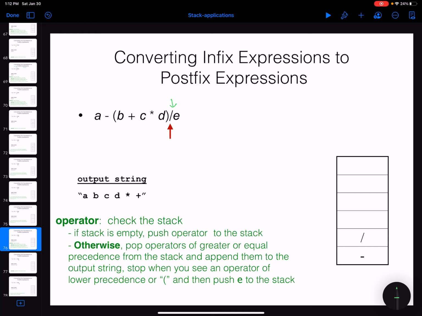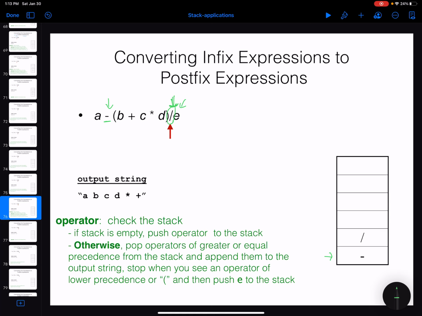So when you see this division, you look at the stack. The stack is not empty. Actually, the stack has something in it, but the operator that you have in the stack is minus. Minus has lower precedence than division. Because division needs to be applied before subtraction, you don't touch this one. You will keep it, and then you also push division onto the stack as well. Anyway, the operator needs to be pushed to the stack because you have to see its next operand.